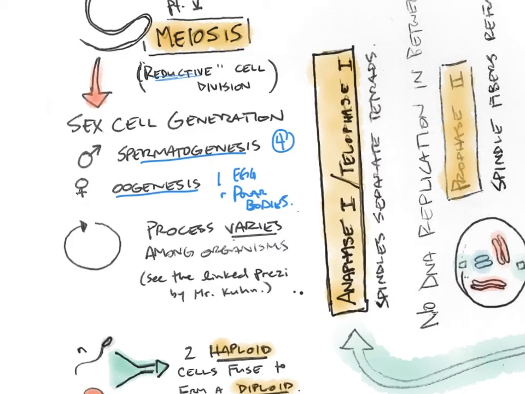And there's a great Prezi that I've linked below in the video description by another teacher named Mr. Kuhn. It goes through specific haploid and diploid numbers for different organisms, as well as meiosis, in just another way of interacting with it, as more of a slideshow than a video. So I do encourage you to go check that out if you still have questions.